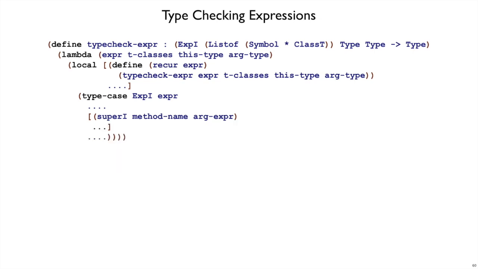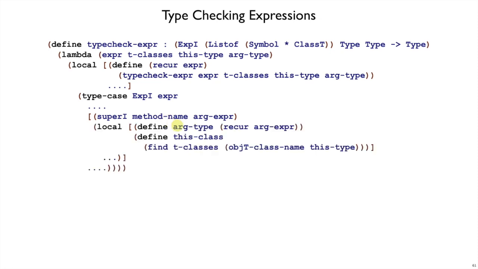We'll come back to typechecking, but just to point out the obvious, super is also going to call typechecking. Because with super, we have only a method name, but we know the class name because this class is based on this type. So this type should be an obj type. We can just assume that because we're always going to have an object type for this. So we can go find that class.